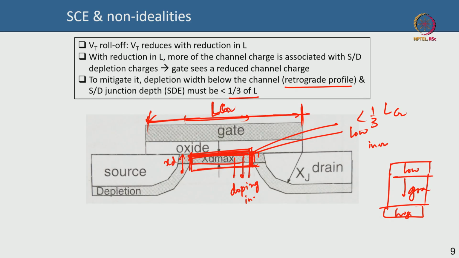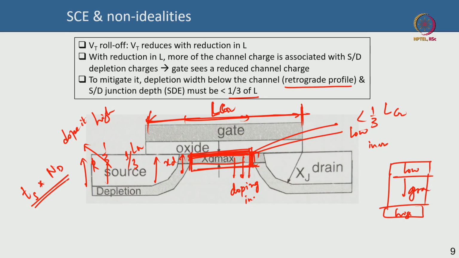The second thing is that the source and drain junction depth also should be less than 1 by 3, but if it is too low, like 1 by 3 of Lg, your source and drain contact resistance will be very high if it is too shallow. So to compensate that, you have to dope it very high, because the thickness of this source drain doping, so Ts into the doping has to remain constant. So if your thickness is reduced to less than 1 by 3, then your doping has to increase proportionately to maintain the same conductivity of the material, in a way we can say.